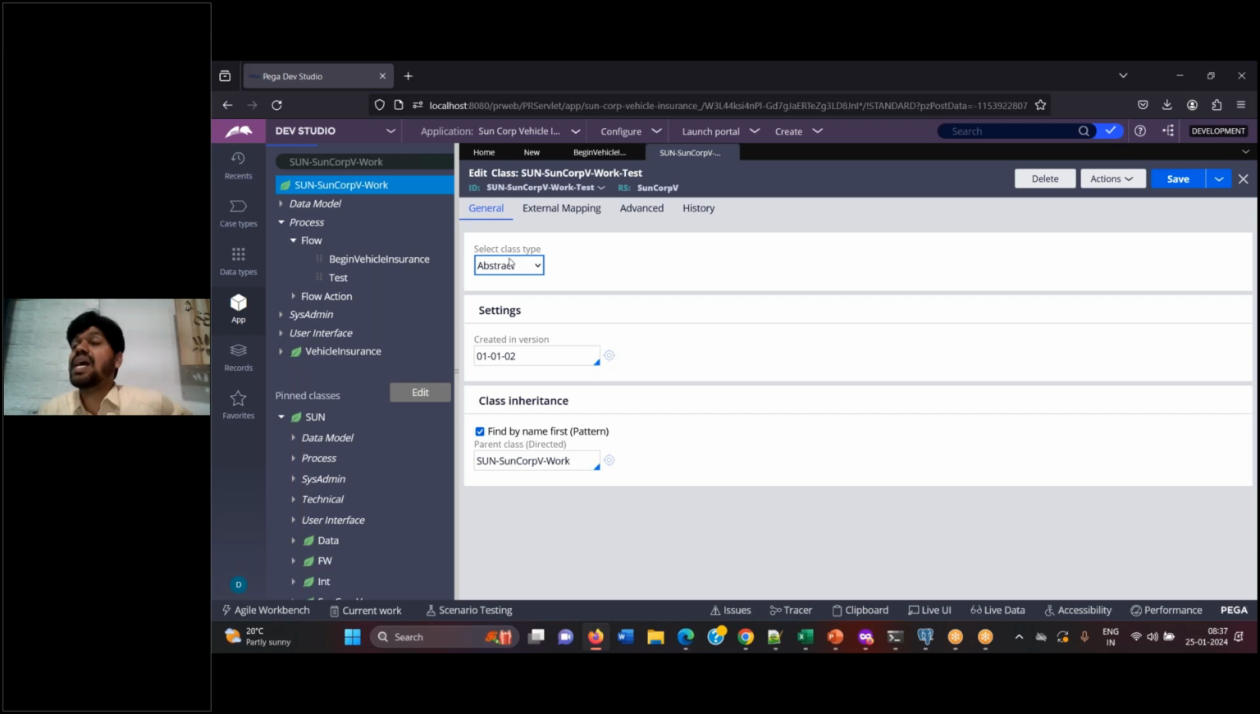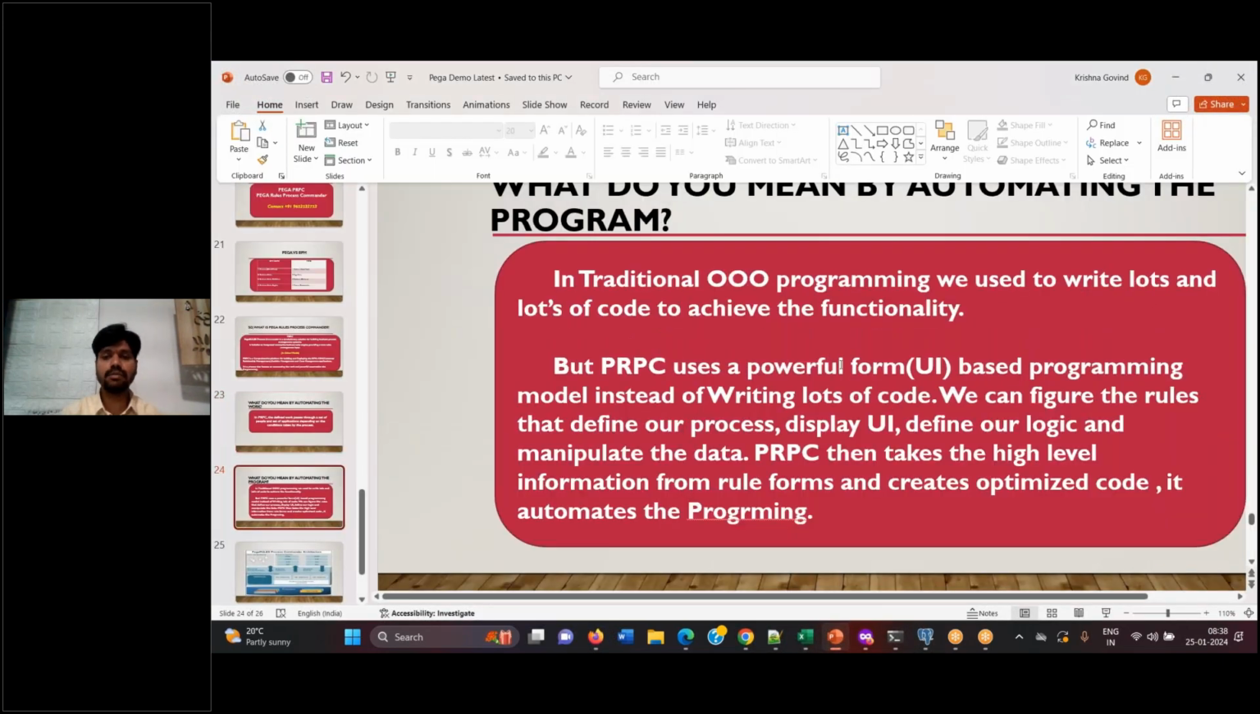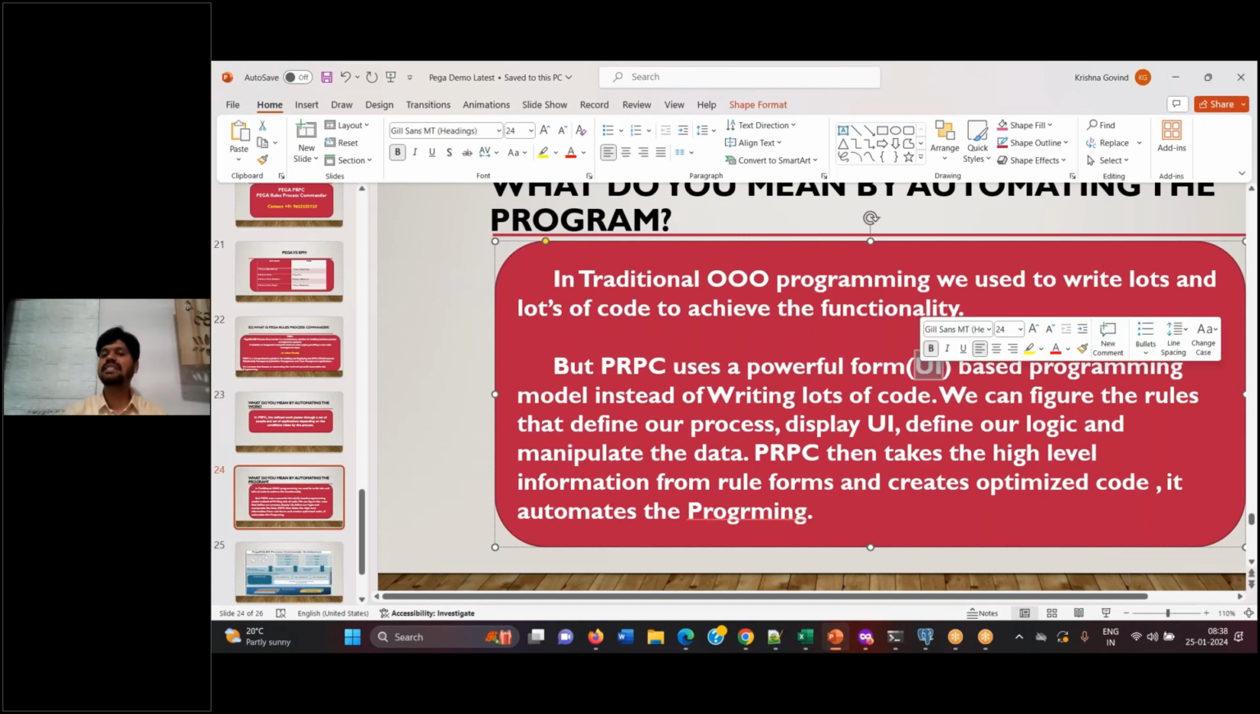That's what PEGA is. PEGA is UI based programming, but internally it will generate the class coding. That's called automation of program. The program will be generated internally. As a developer, you don't need to know about the syntax and all, but you need to know about the navigation. That's what you're going to learn. UI based, form based programming model. Form means UI. PEGA is going to provide you a user interface based programming model. Form means UI, user interface.